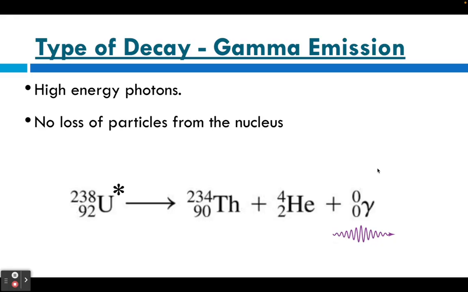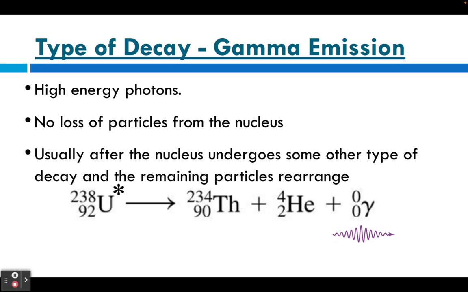There's no loss of particles from the nucleus. So when you undergo gamma emission, the nucleus mass doesn't change. It just releases energy. Usually after a nucleus undergoes some other type of decay, like alpha decay here, you'll also release energy or gamma particles along with that. And then what happens is that the remaining particles rearrange. So you lose some particles, the remaining particles rearrange, and that rearrangement causes gamma radiation to be released.